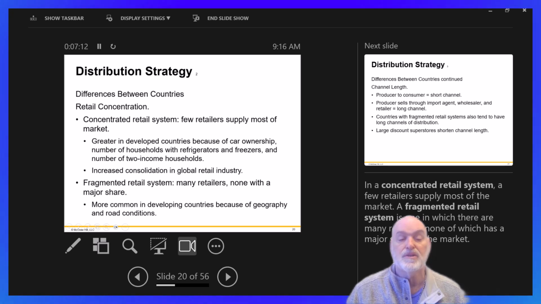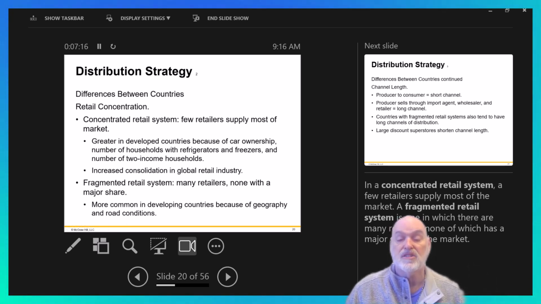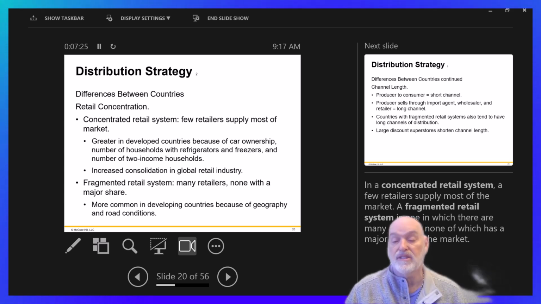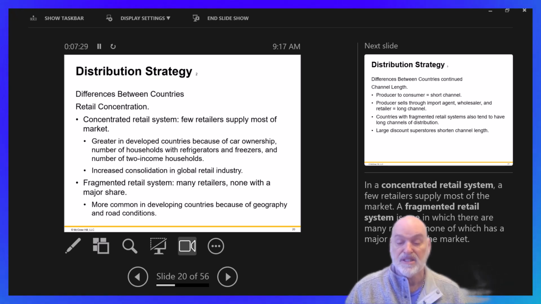The differences between countries: you have retail concentration, the concentrated retail system. Few retailers supply most of the market. It's greater in developed countries because of car ownership, the number of households with refrigerators and freezers, and the number of two-income households. Increased consolidation in the global retail industry.